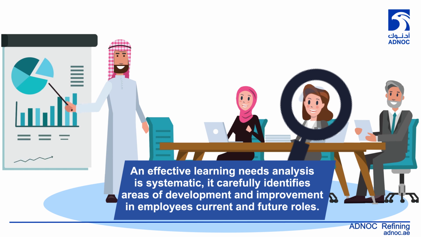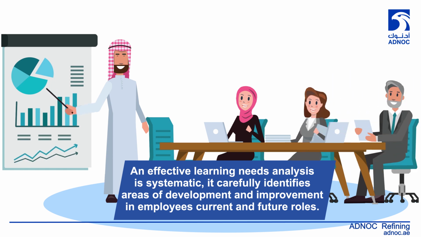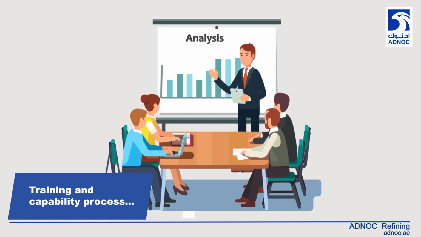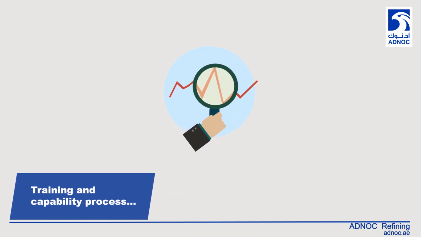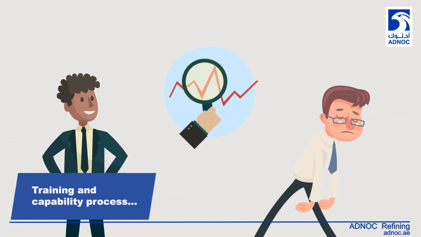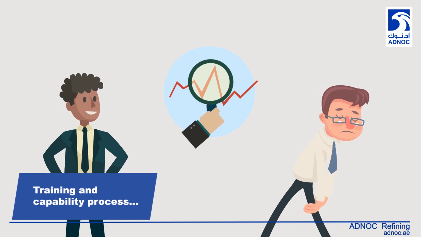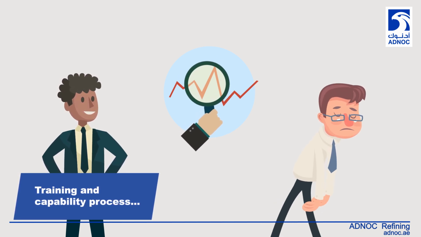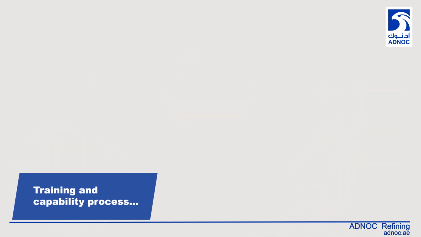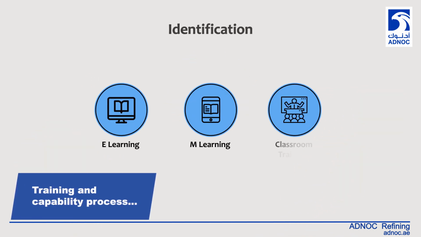It carefully identifies areas of development and improvement in employees' current and future roles. Learning needs analysis should begin with a structured development conversation between the line manager and the employee. Begin with analyzing whether the employee's performance lacks because of skill gap or will gap. Skill gaps can be addressed through training, but will gap is a behavioral shortcoming that requires the employee to take additional efforts. Accordingly, identify the most appropriate learning solution to fill the gap.